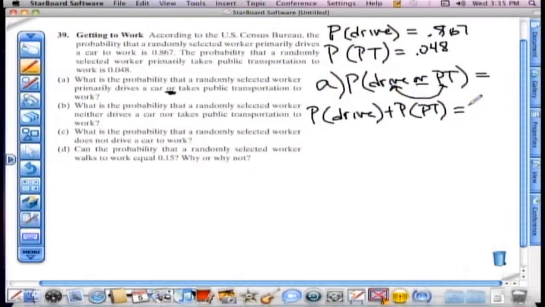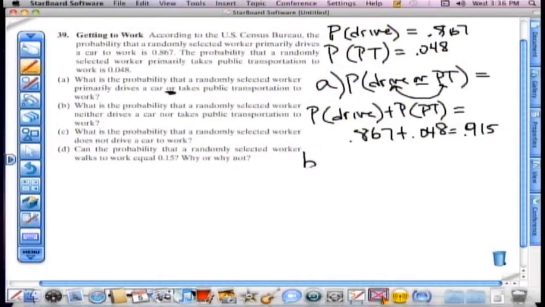Maybe they could ride a bike or something, who knows. So we would just add the probabilities, 0.867 plus 0.048, and we get 0.915. So 91.5% of people primarily take public transportation or drive to work.